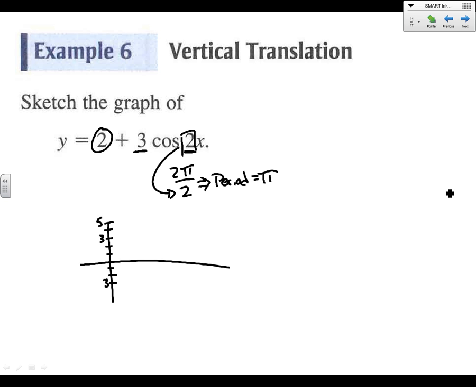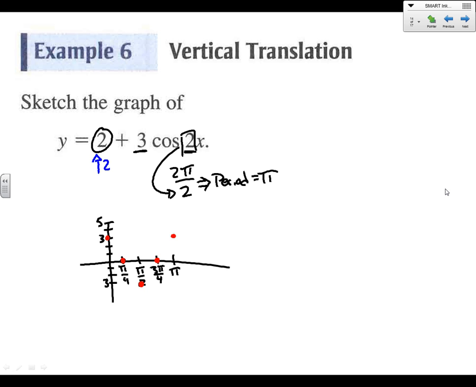Now I'm just going to put dots at where we would normally graph this without the 2, without shifting it up. So my period is pi. So my halfway point is pi over 2, so we'd have pi over 4 and 3 pi over 4. Normally on a cosine graph, my dots would be here, here, down here. Put them in red so we can see them better. And here. But all of the dots are going to be shifted up by 2. So we'll put this in blue.